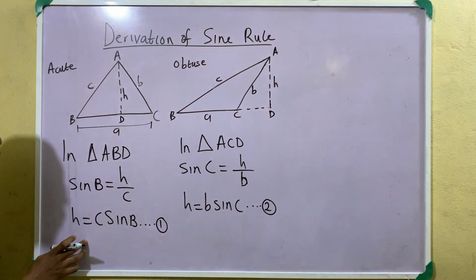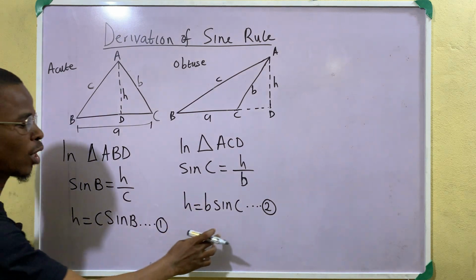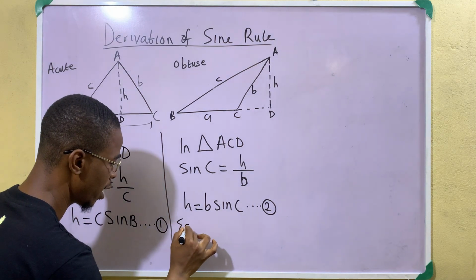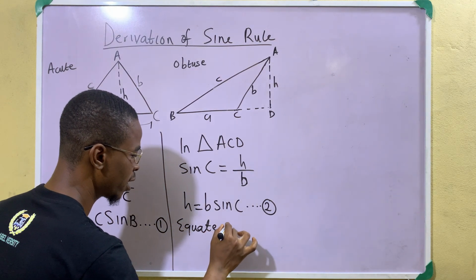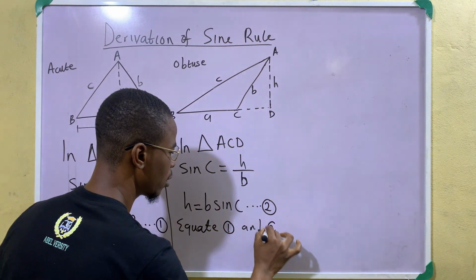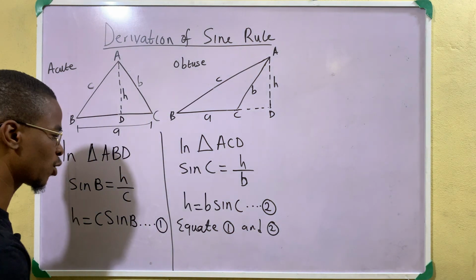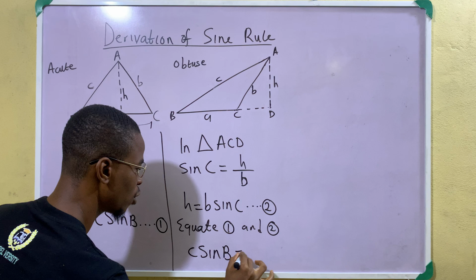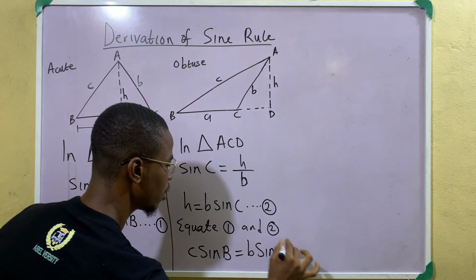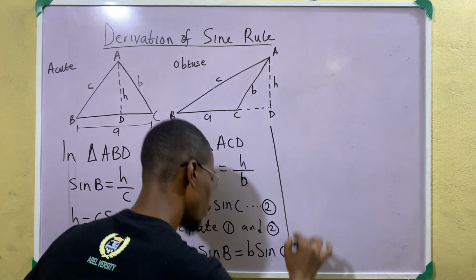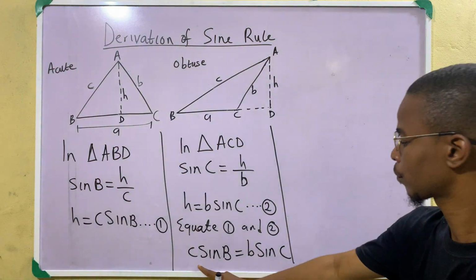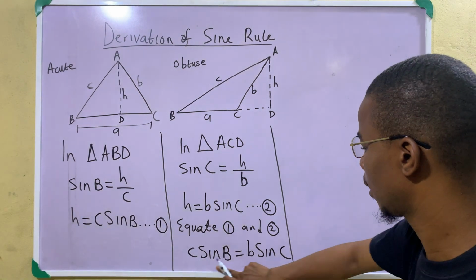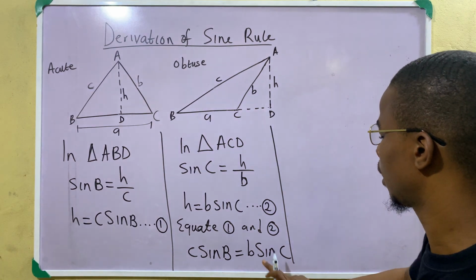Now, if you observe, in equation 1 our h is this, and in equation 2 our h is this. So you can say equate, since h is still h, equate 1 and 2. That means equation 1 is equal to equation 2: c sine B will be equal to b sine C. And then from there, we can gather all the b's on one side and all the c's on one side. So we can divide here by c, and divide here by b.